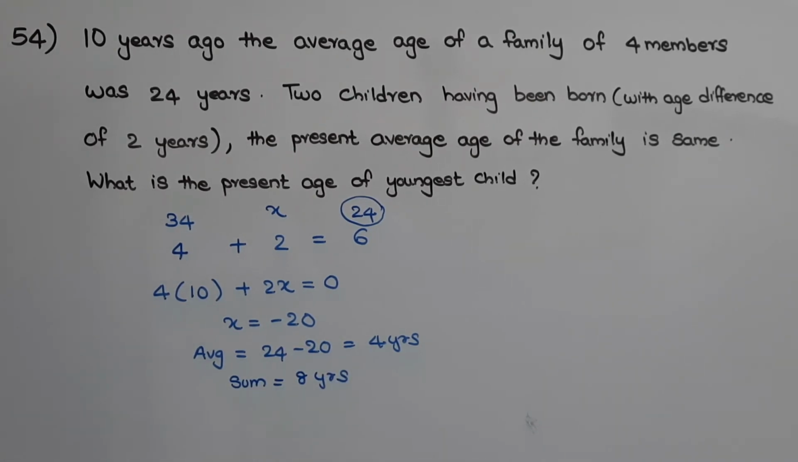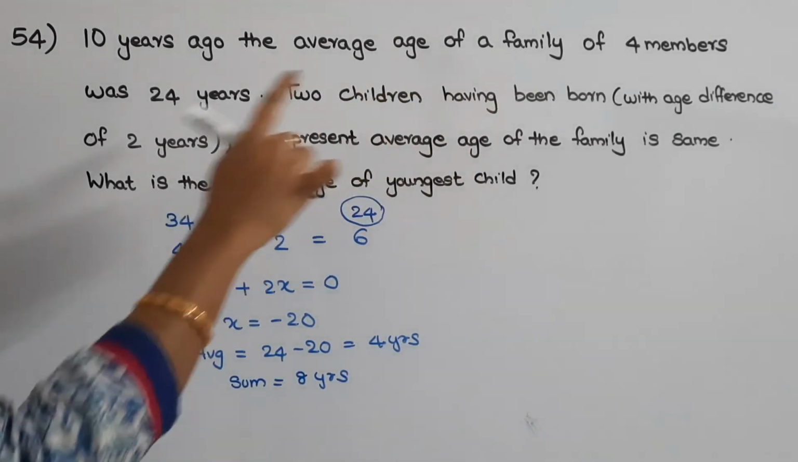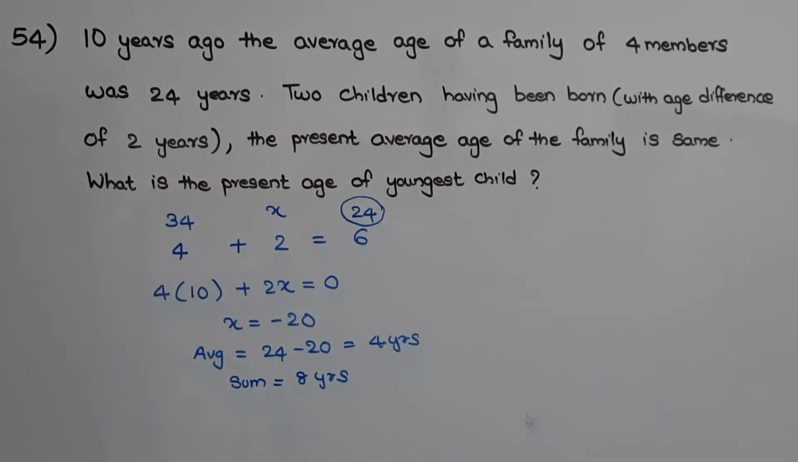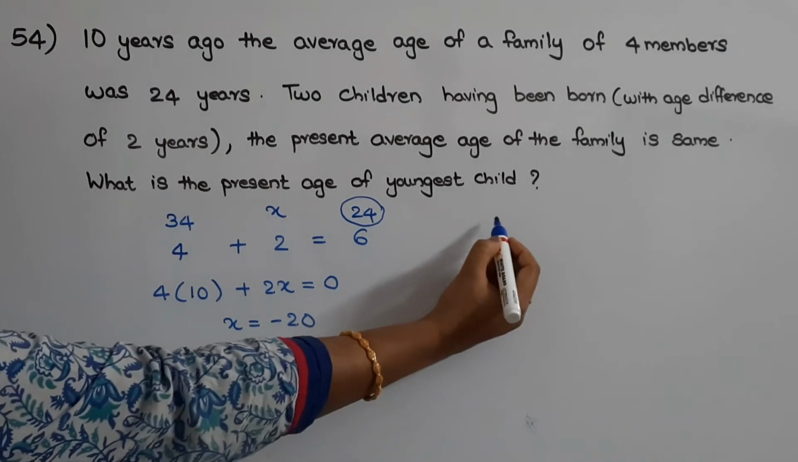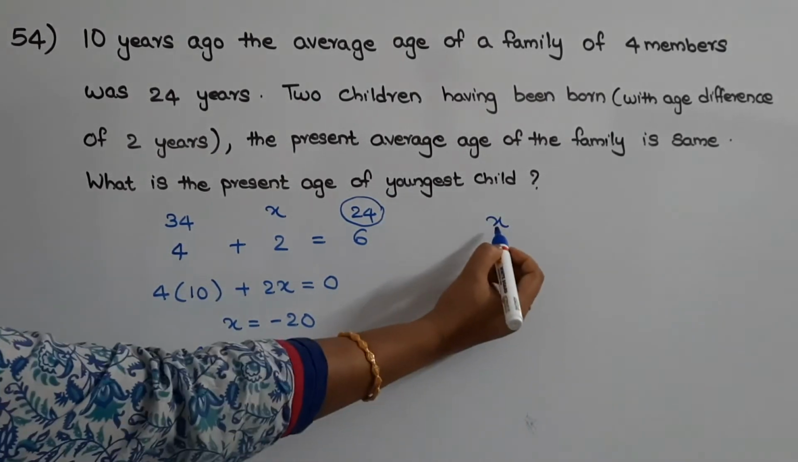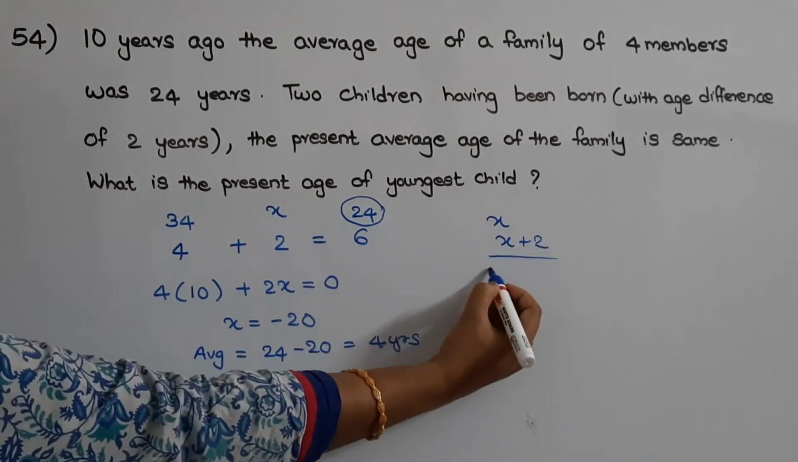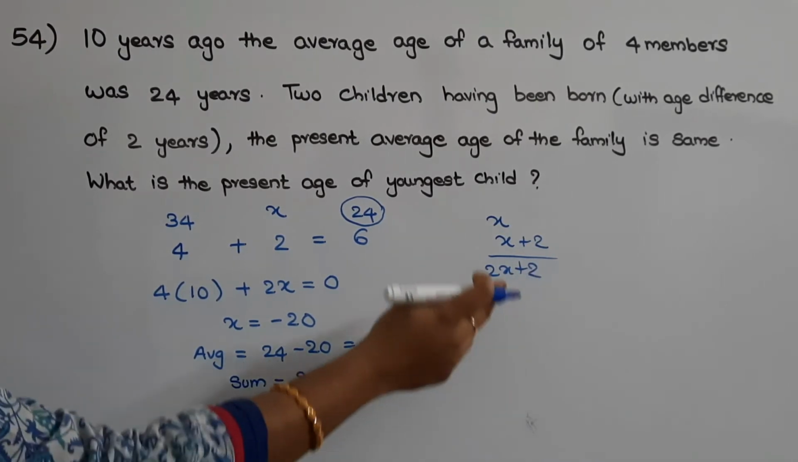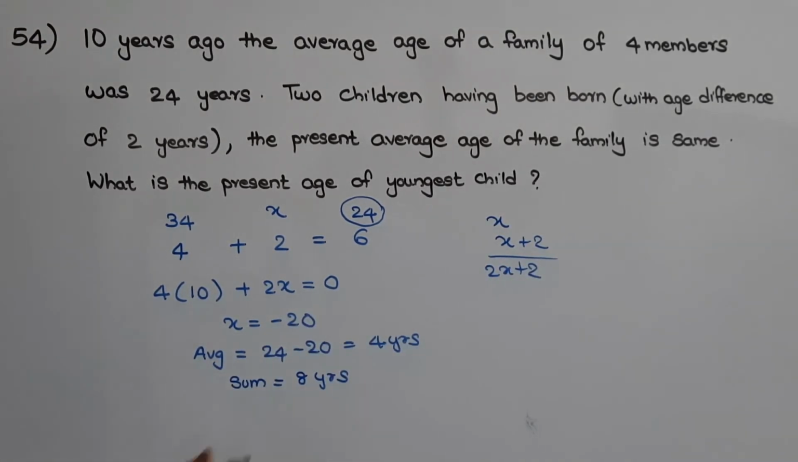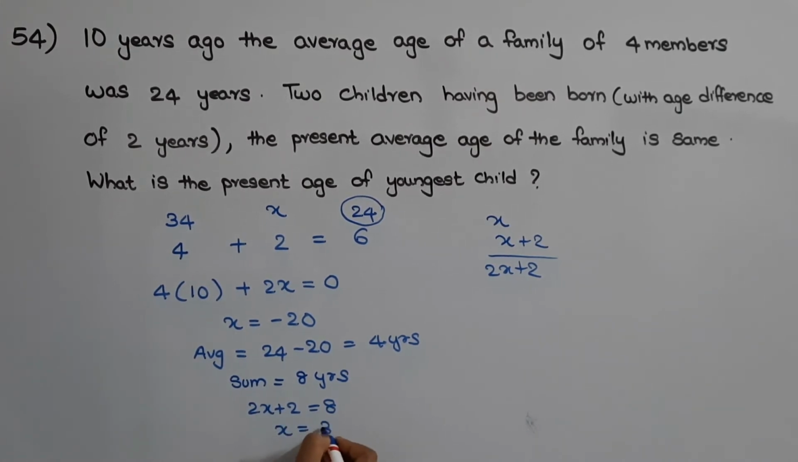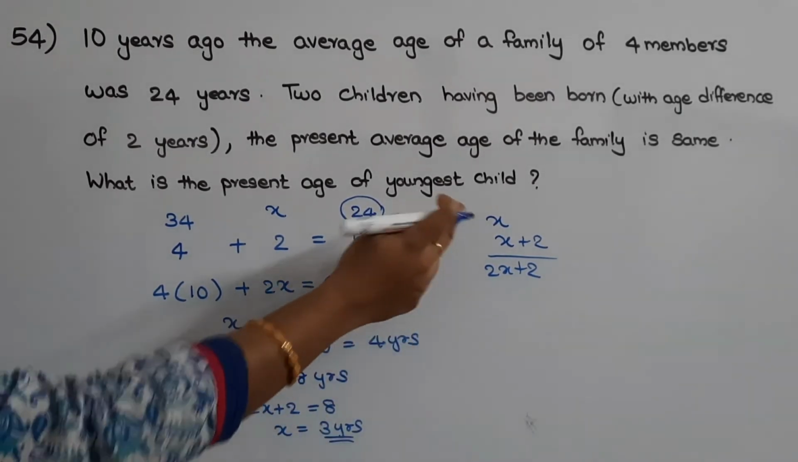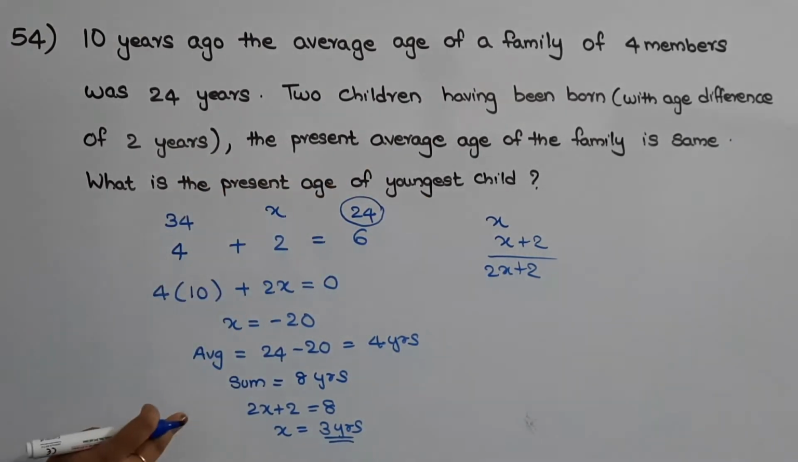Now they have given that the age difference between the two children is 2 years, which means if the youngest child's age is x, then the next one's age will be x plus 2. Then what will be the sum of their ages? That will be 2x plus 2. So we can equate this sum to this 8 years. So 2x plus 2 is equal to 8. On solving this, we will get the x value as 3 years. So this x is the age of the youngest child. So the present age of the youngest child is 3 years. So this is the answer.